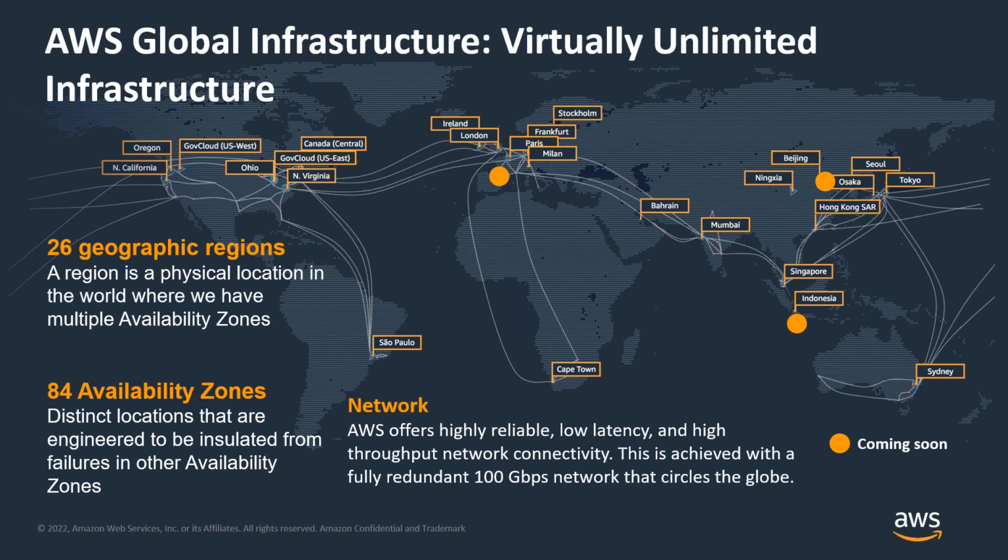This map here shows the number of regions AWS has all over the world. We have 26 global regions and 84 availability zones. Each availability zone has at least one data center full of servers, and add all that together, you'll get a truly global infrastructure where we're adding capacity every single day.